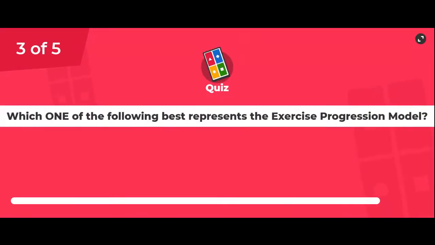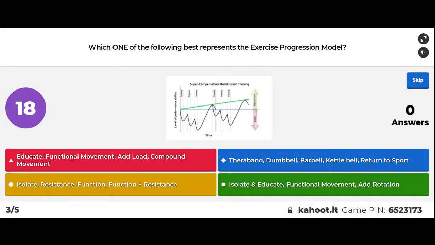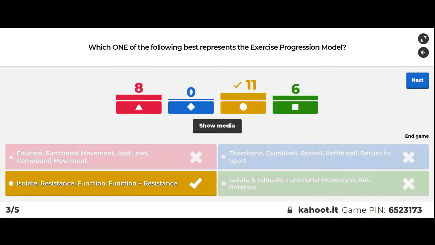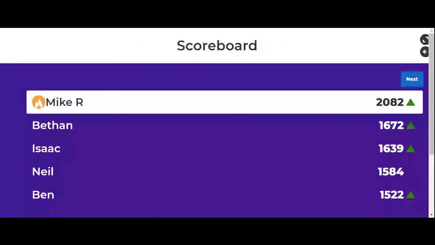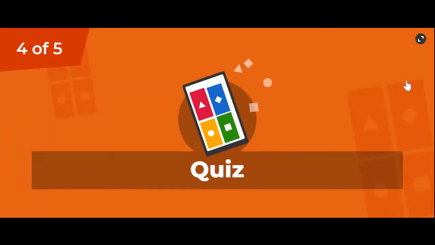Which one of the following best represents the exercise progression model? Yes, isolate, add resistance, then function, and resistance. The majority of you getting that right. Well done. Micah, you're on top, then Bethan, then Isaac, then Neil, then Ben. Okay, all to play for.